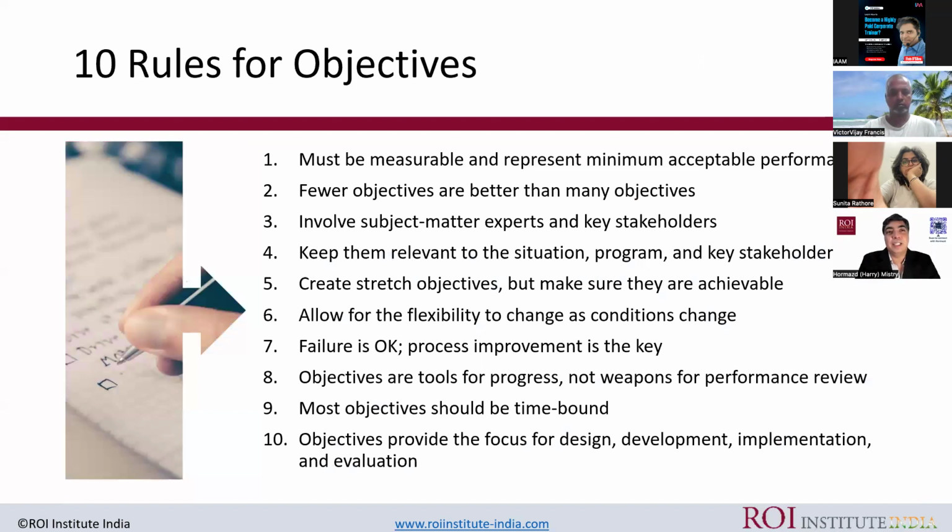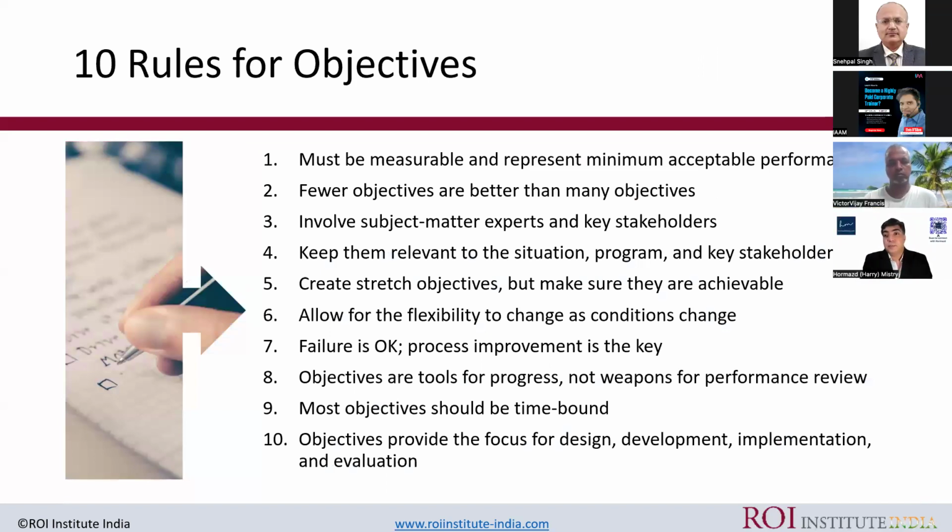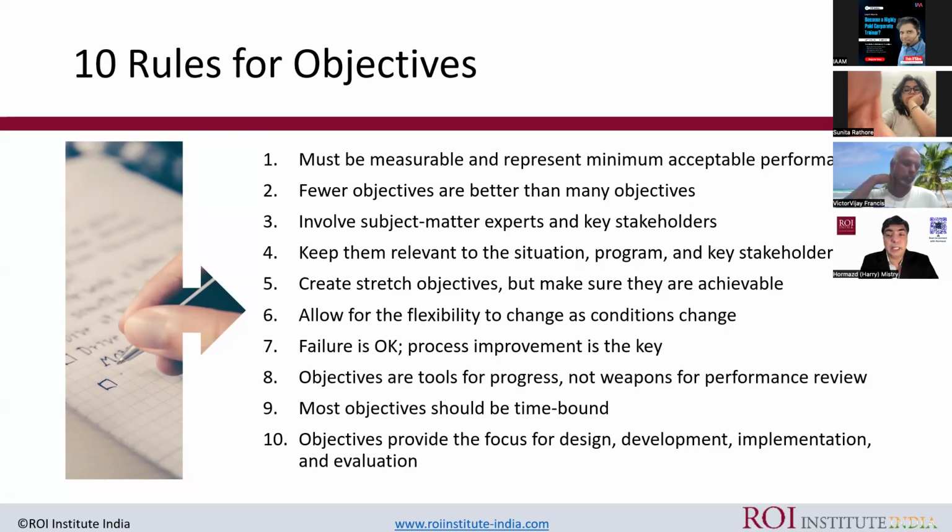Wonderful. All right. So 10 rules for objectives. The first is your objectives should be measurable and represent minimum acceptable performance. What we mean by that is that your objectives need to be SMART objectives. Okay. And I hope everyone here is aware of the SMART acronym. The second rule for objectives is the fewer objectives are better than having many objectives for a program or a project.